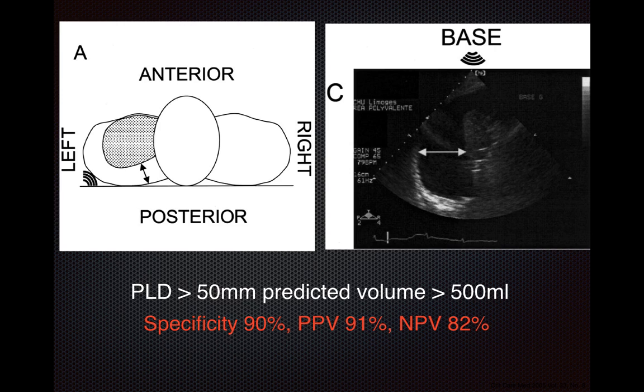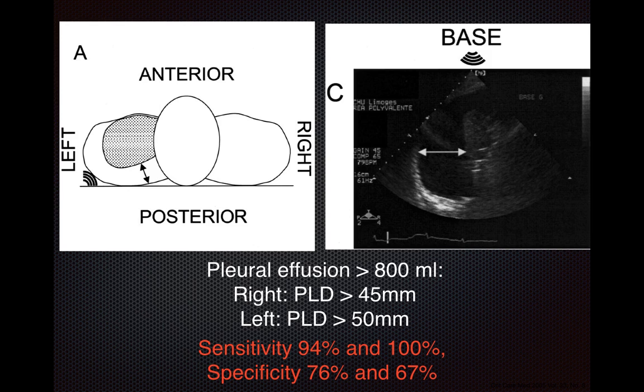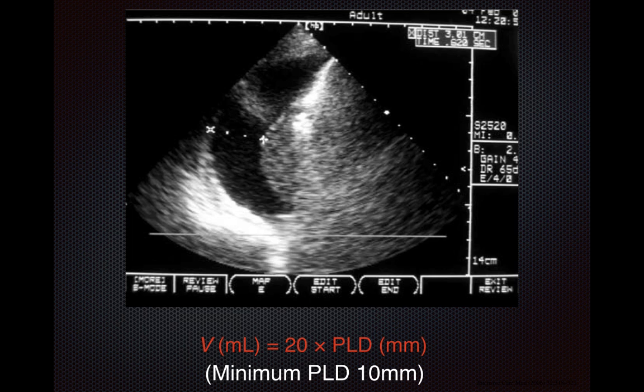One study showed that if you measure the PLD to be greater than 50 millimeters, then the predicted volume will likely be greater than 500 mLs. And below you see the following test characteristics of this study. Another study tried to replicate this, and they showed that the pleural effusions will likely be greater than 800 mL if the PLD is greater than 45 millimeters on the right or greater than 50 millimeters on the left, with the following test characteristics.